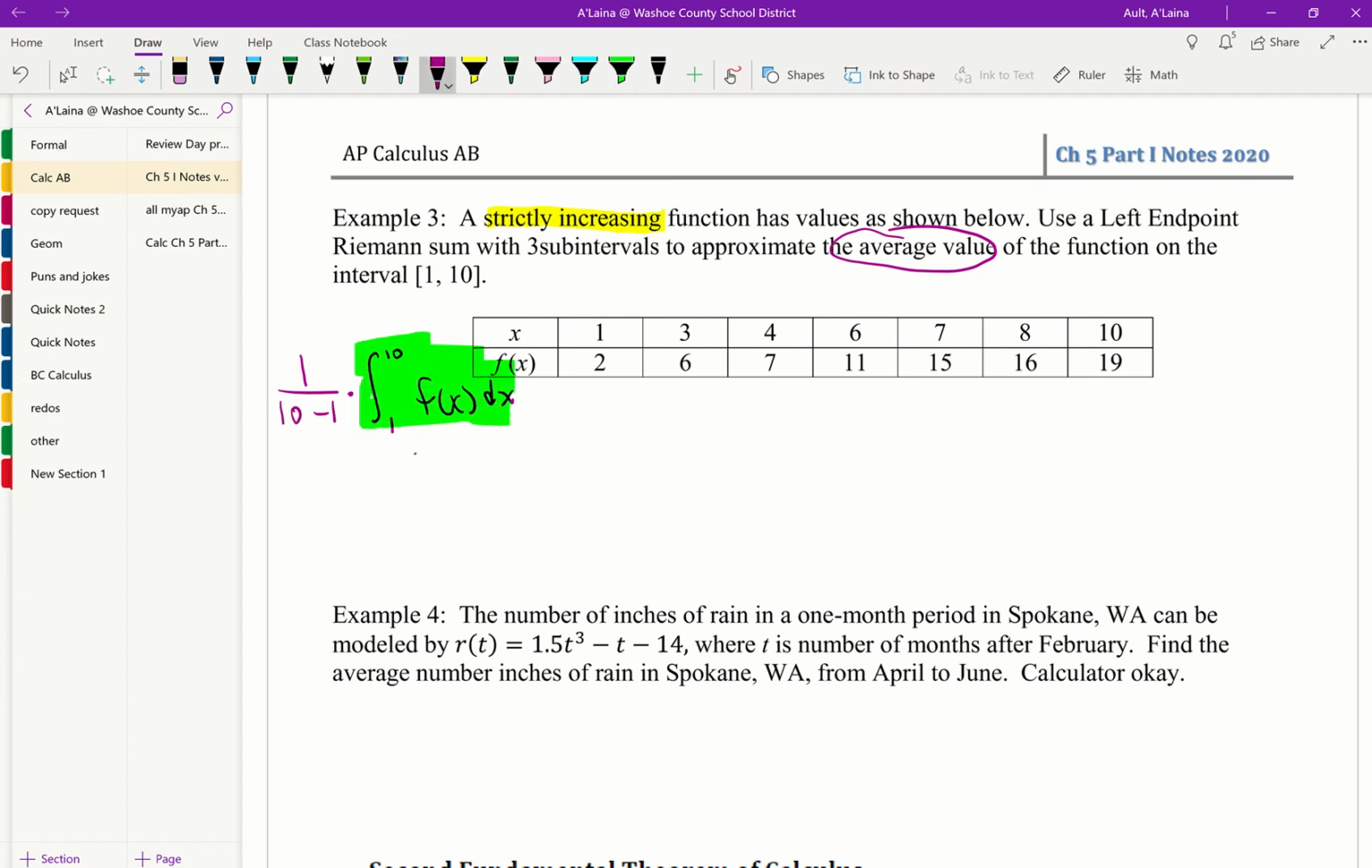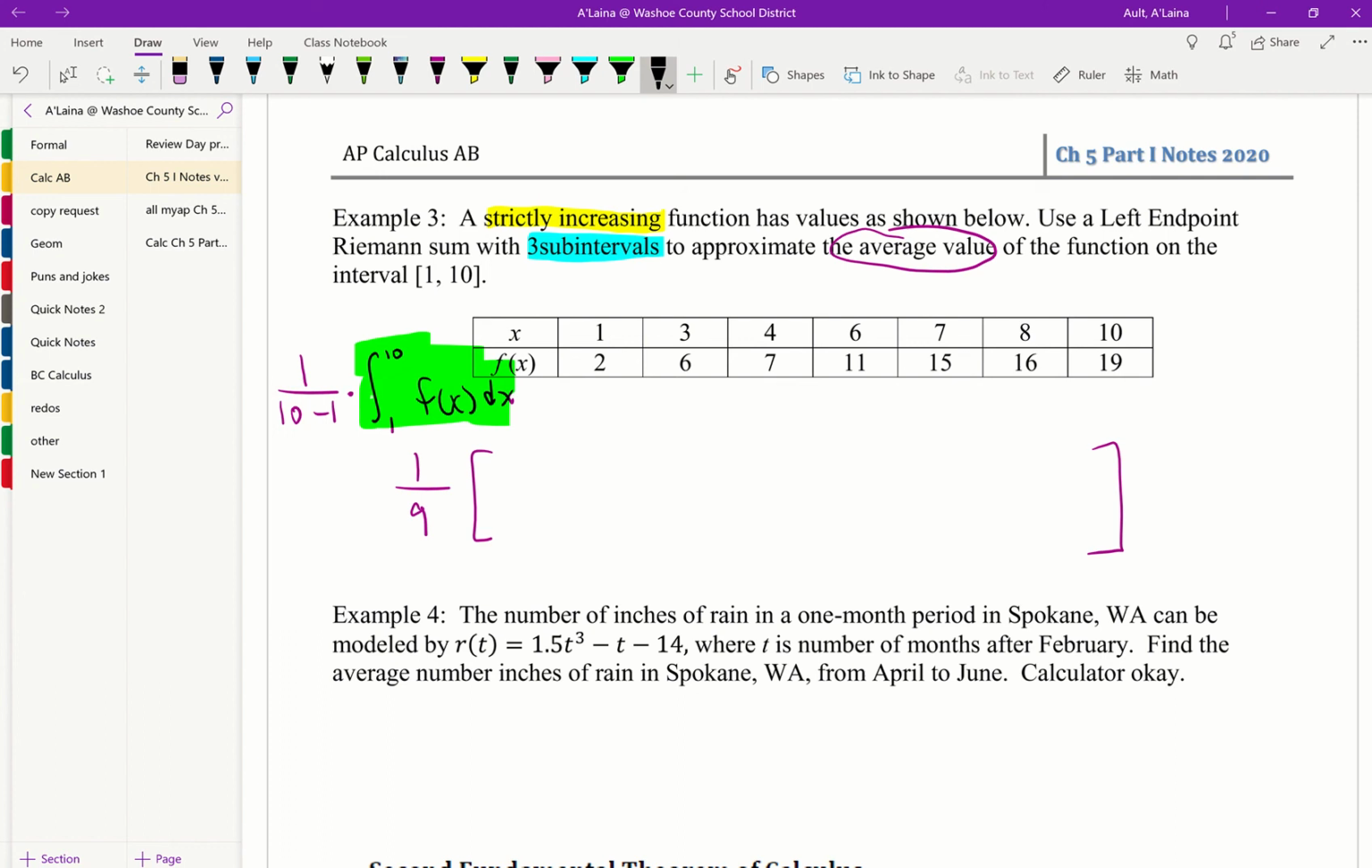So what I'm going to do is I'm going to say, okay, I have this 1/9 that I will multiply at the end, and kids often forget that part. And then I'm going to go ahead and do a Riemann sum as indicated. They said 3 subintervals. In order to then figure out what the integral portion is, and then don't forget to divide that by 9, because this is an average. Average, you have to make sure you're dividing. So that 1 over 9 is the same as dividing by 9.